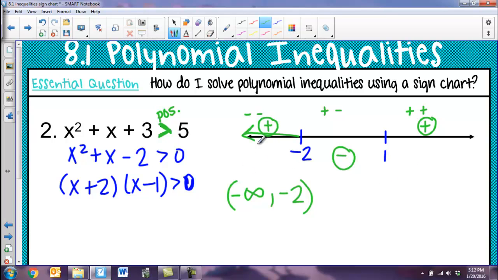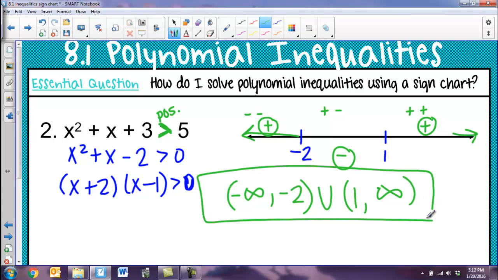Okay, then on my sign chart I have one other place where I have positive. It starts at 1, so I'm going to just say union. And again, we can't equal 1 because there's no equal to, and then it goes on forever that direction, so towards infinity. So those are places on my graph that would be bigger than that number.